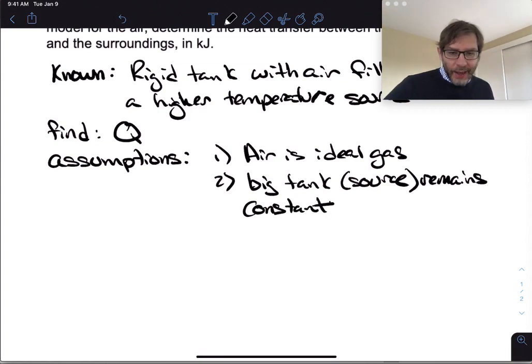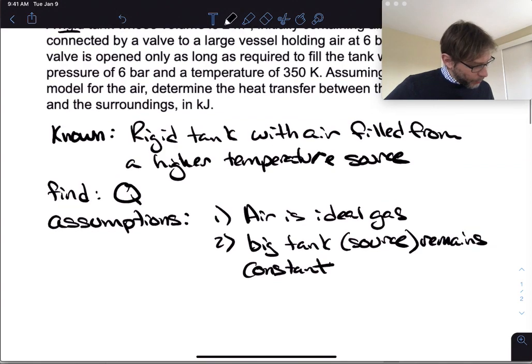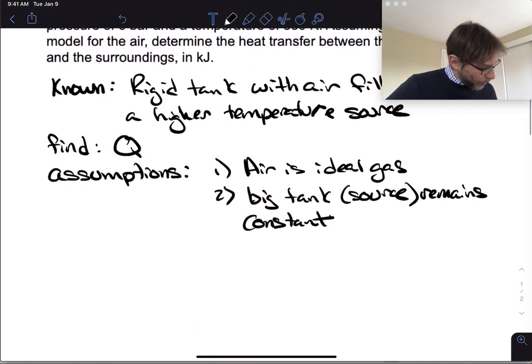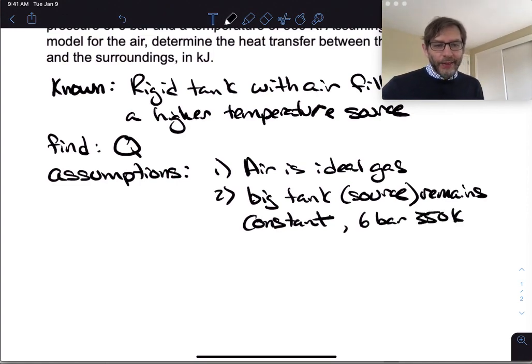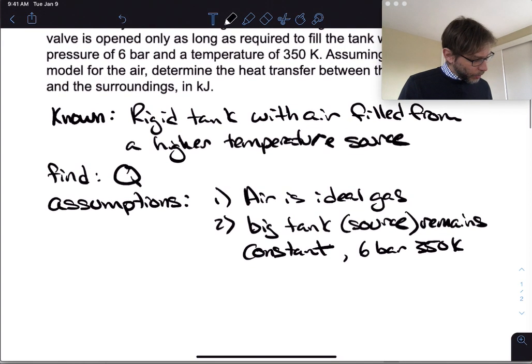Meaning it's always at 6 bar and 350 K. It's so big that the little tank is insignificant. The little tank doesn't see any change during the time of filling the little tank.